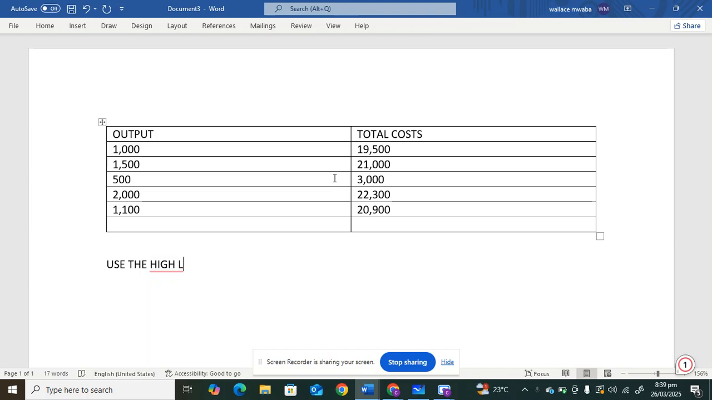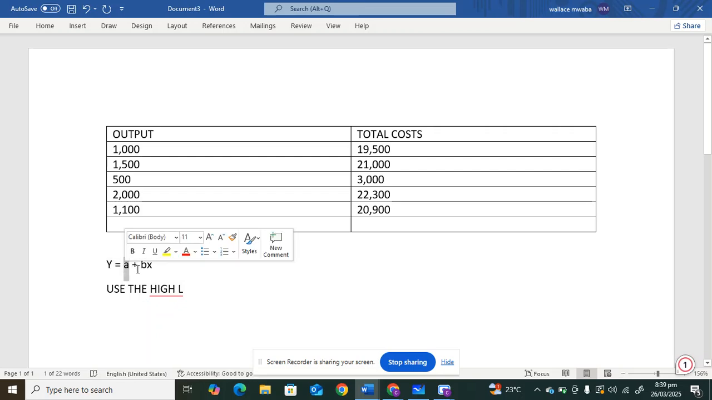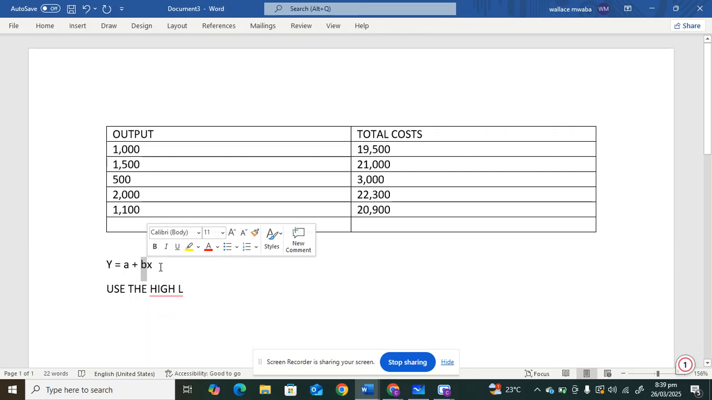Because here, we're making a cost equation, right? Remember, the cost equation is in the format y equals a plus bx. Y represents the total cost. A represents the fixed costs. B represents the variable costs. So this is the cost equation that we want to form. Then this letter X represents the output.